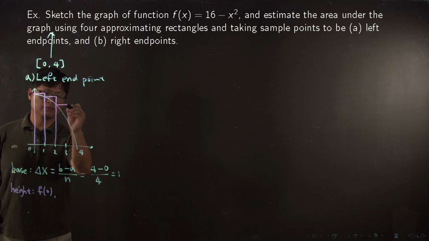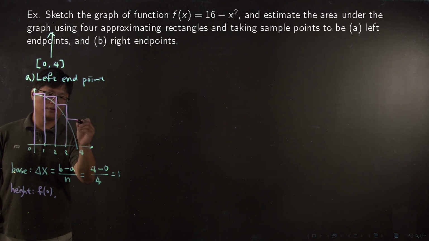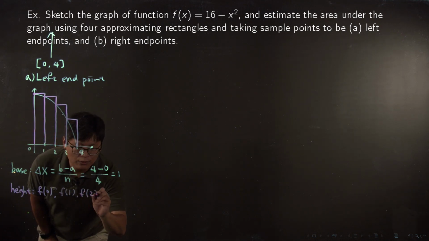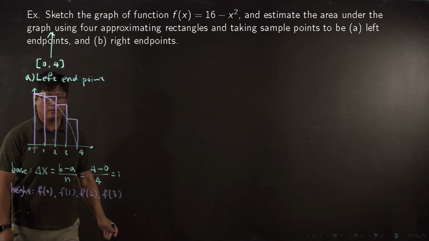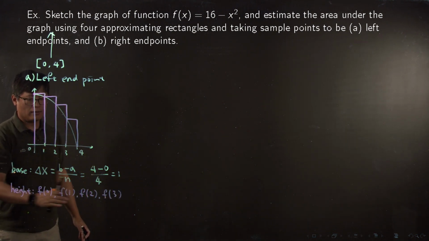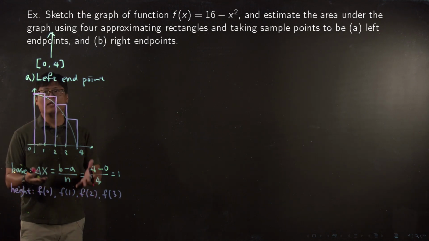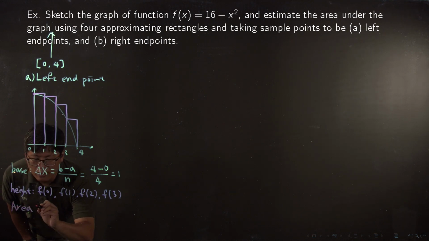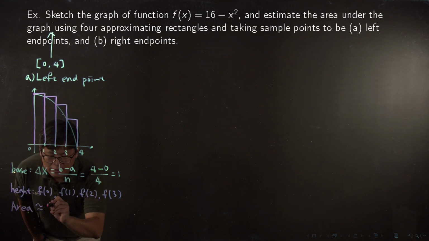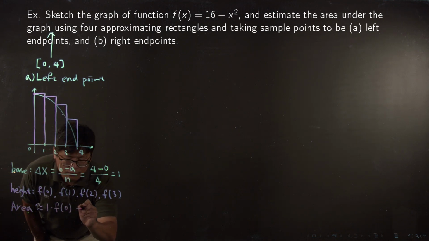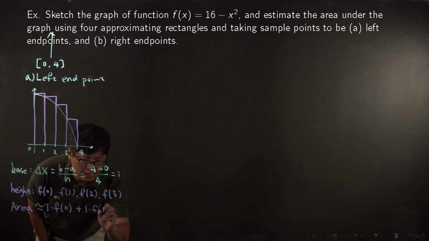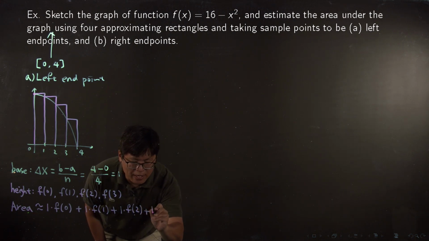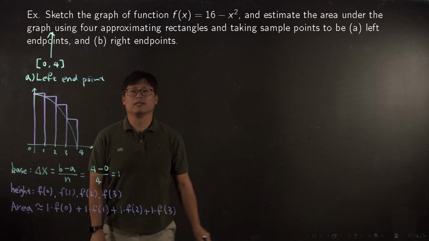And the third one, and the fourth one, okay? Let me write here, okay? f of 0, f of 1, f of 2, and f of 3. These are the heights. Now we're done, okay? We know the base of each rectangle, and we know the height of each rectangle. Is that okay? So now let me try to figure out the area, okay? Area can be approximated by base times height plus base times height plus base times height plus base times height. That's it, right? That's it.